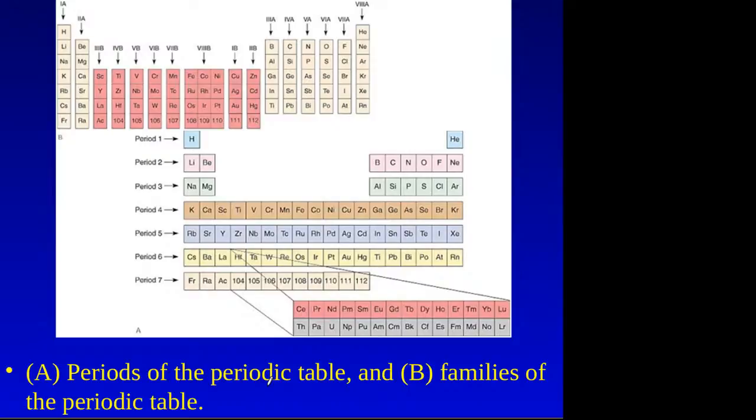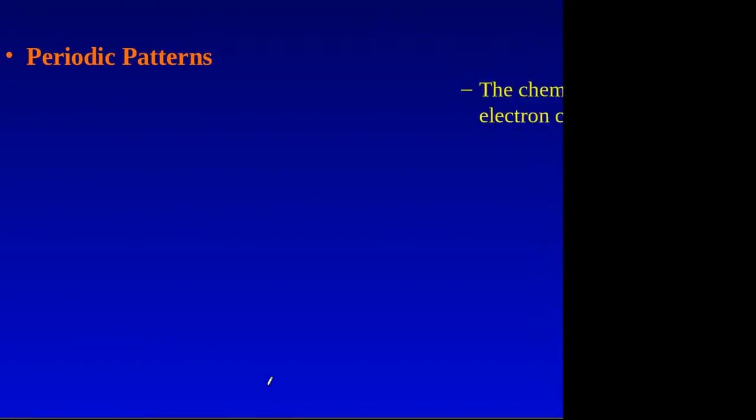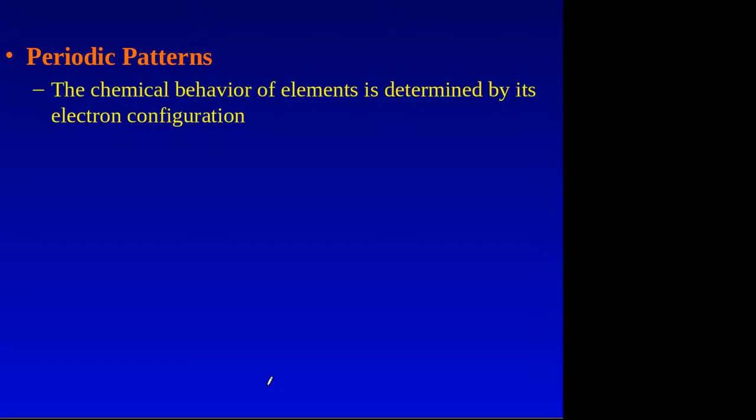But the important thing really is the basis of these 7 periods and the properties of the families, the major families. So the chemical behavior of elements is determined by the electrons in the atom. And so if you want to think about an atom as being a nucleus and electrons, we have our nucleus, and then we have electrons on the outside.